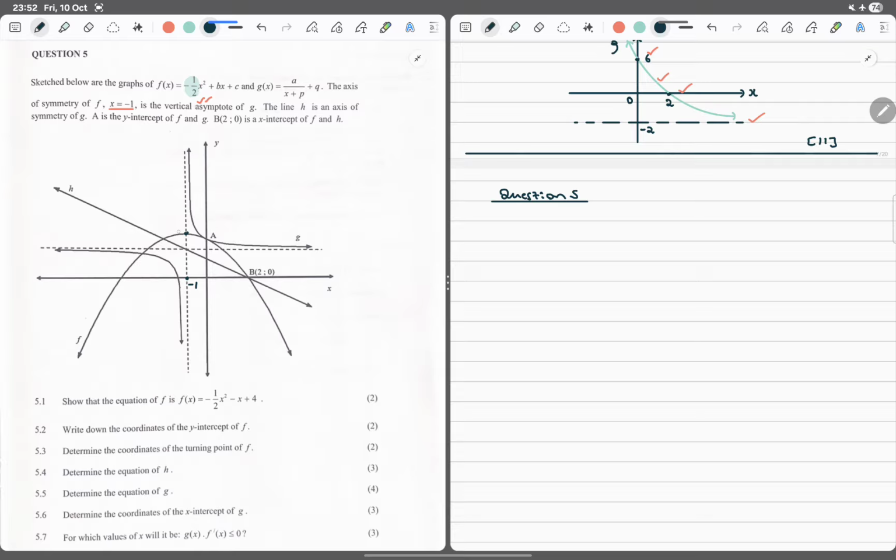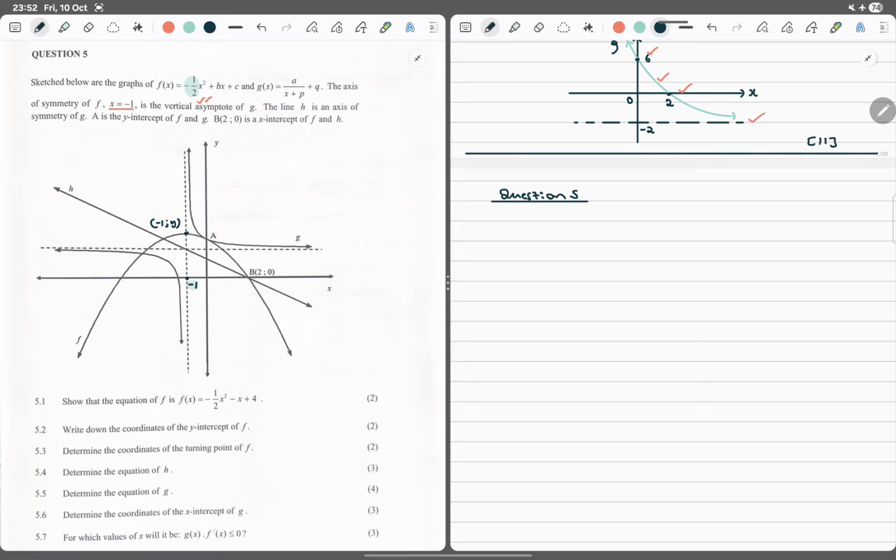So this already tells us that at the turning point we've got minus 1 and some y value that we need to find out. Okay. So if this is the vertical asymptote also of g, it means p is 1. We change the sign. Okay. Nice and easy. So these pieces of information are coming in bits and pieces.